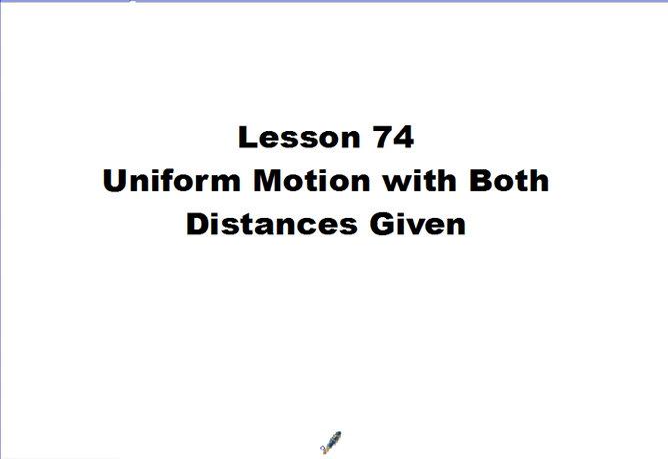Lesson 74, uniform motion with both distances given. All right, we have talked about uniform motion problems before. We worked problems where, when we first started off, the distances traveled were equal. So we had rate times time equal to rate times time. We worked problems where the sum of the distances equaled a total. So we traveled a certain distance plus another certain distance, and that gave me a total. We also solved problems where distance B was greater than distance A by a certain amount.